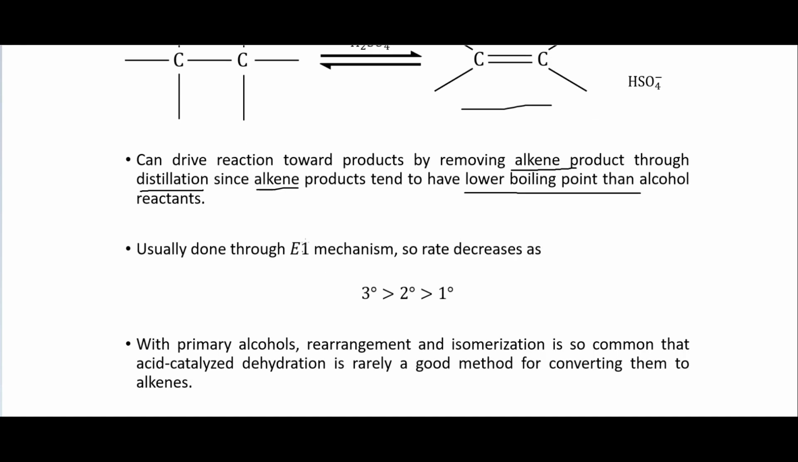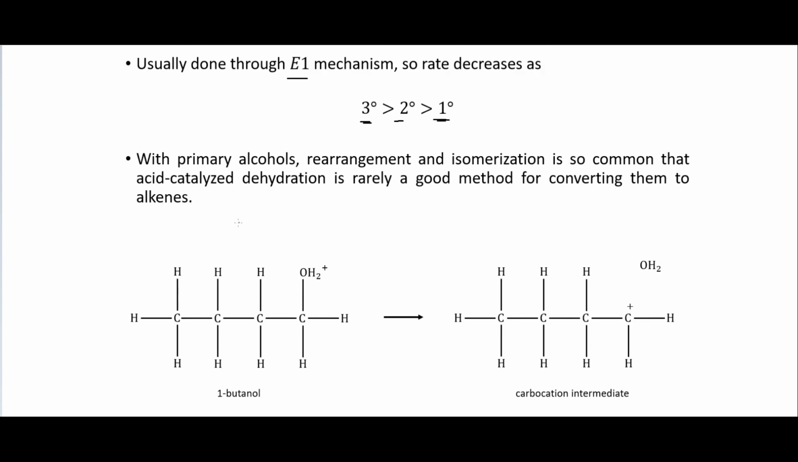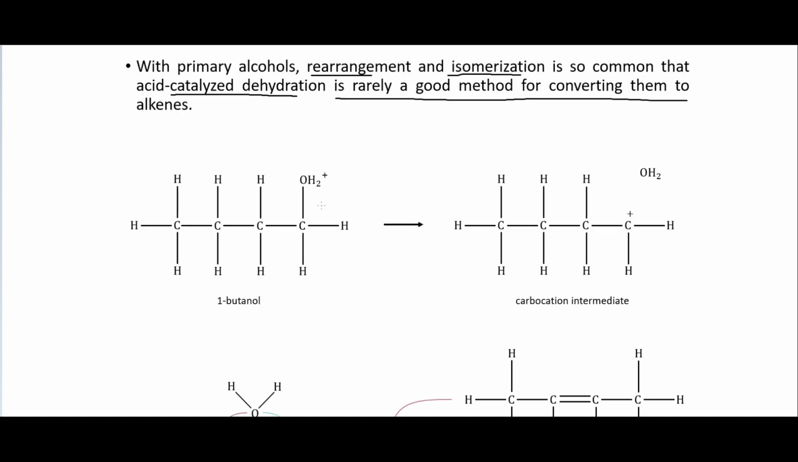And so this is usually done through the E1 mechanism, and so we want the carbocation to be as stabilized as possible. That means having tertiary carbocations is going to be a lot better than primary. And so the rate decreases as we go from tertiary to secondary to primary. With primary alcohols, we get a lot of rearrangements and isomerizations, and in fact, this is so common that acid-catalyzed dehydration is rarely a good method for converting them to alkenes.